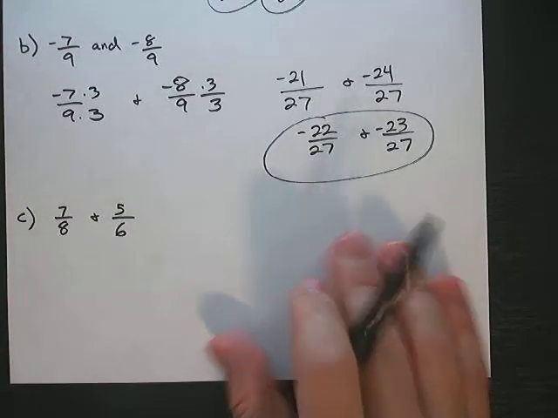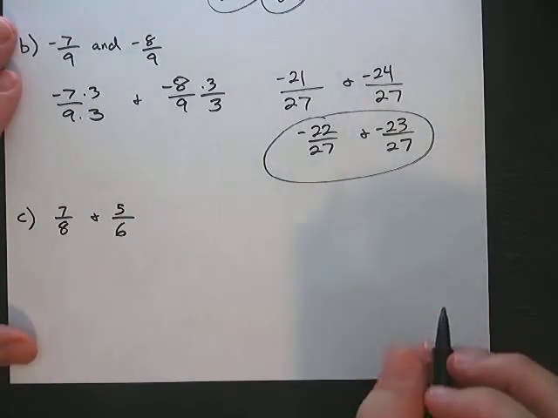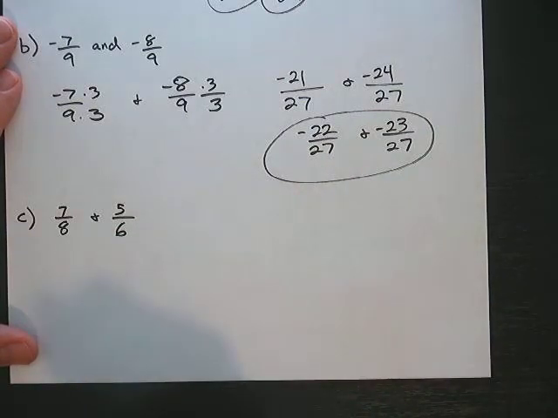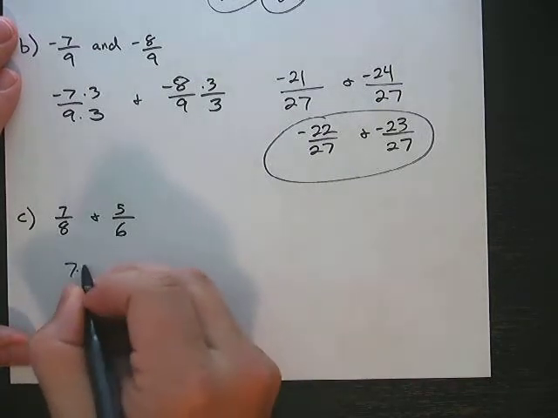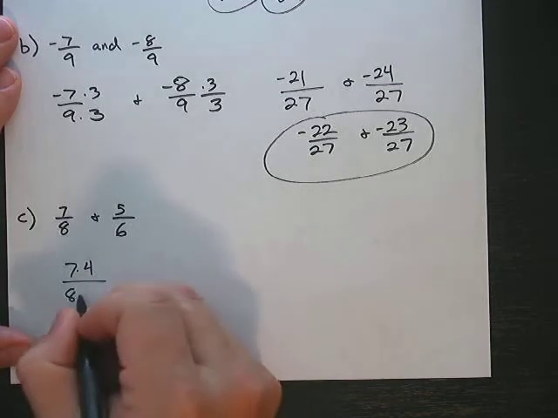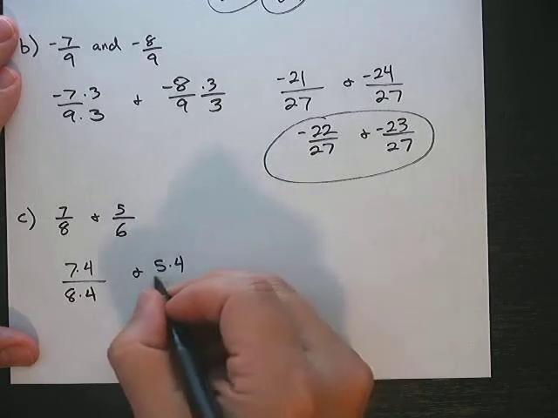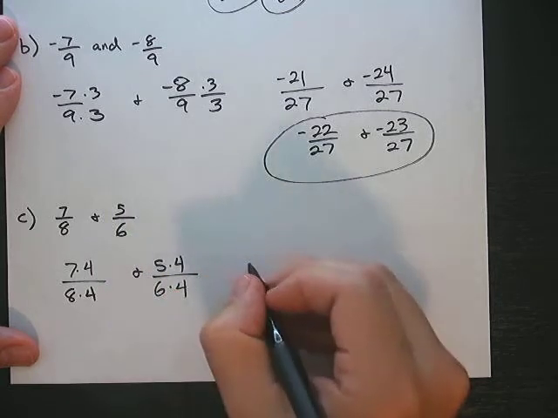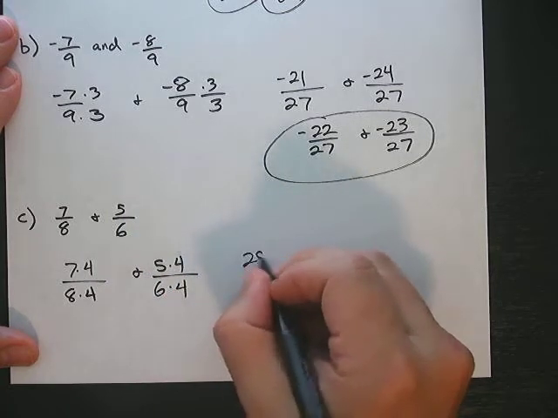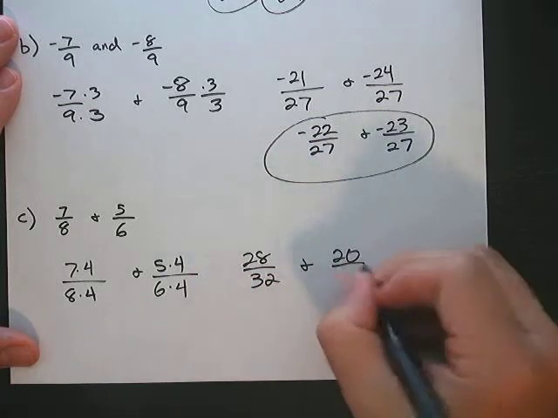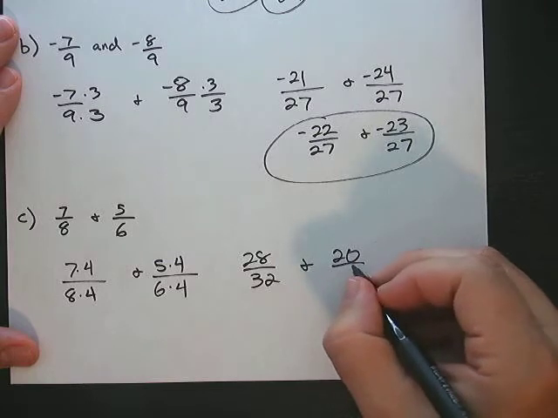So we've got 7 over 8 and 5 over 6. Okay? So let's do the same strategy that we've been using. Let's multiply by 3. Well, you know what? Let's change it up. Let's multiply it by 4, because we can do that. So 7 times 4 over 8 times 4, and 5 times 4 over 6 times 4. Okay, so that would give me 28 over 32 and 20 over 24.